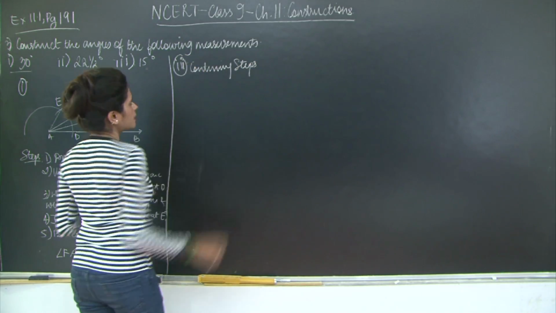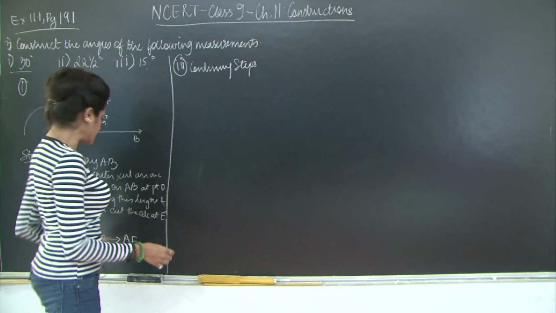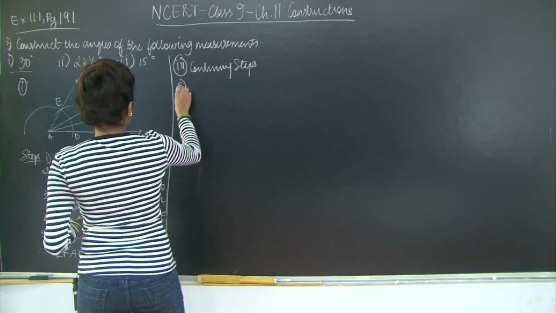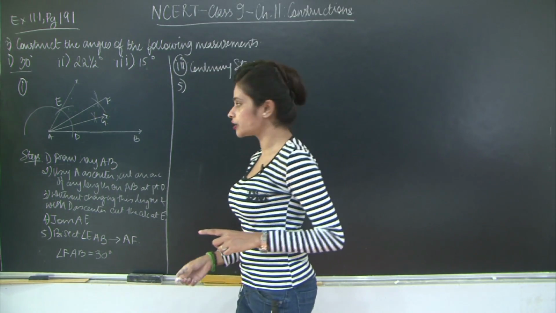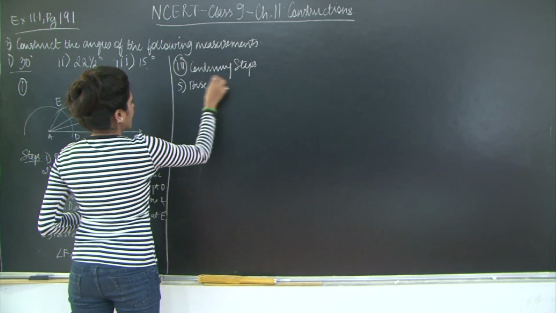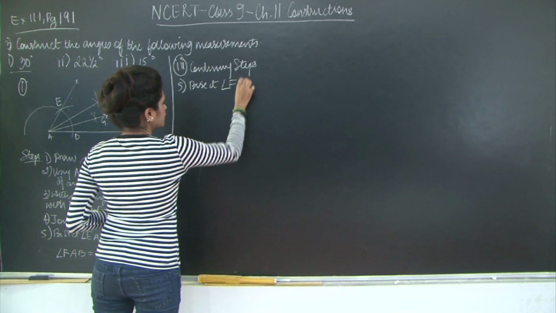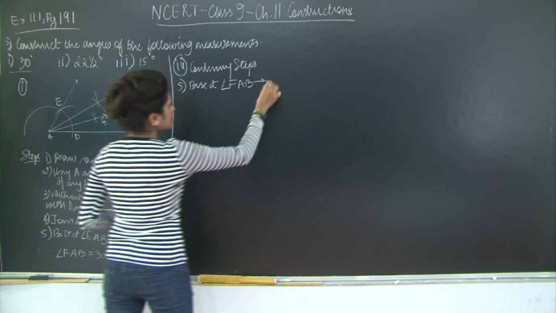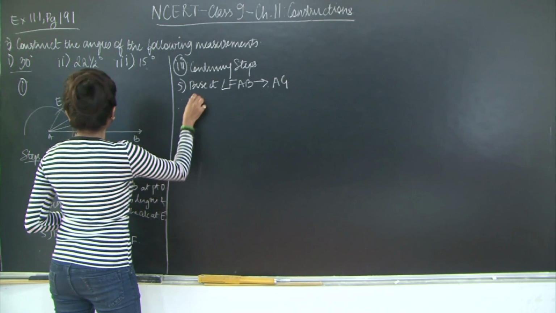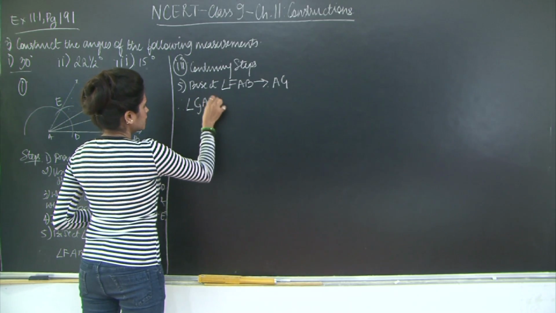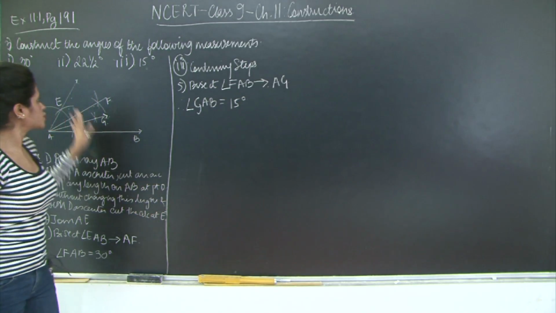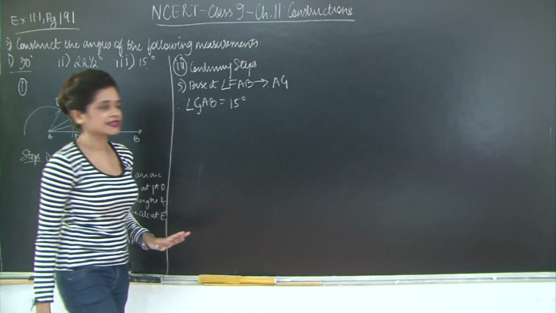So this is for question number 3 and not 2. Continuing the steps from the 5th, you write your 5th step along with FAB is equal to 30 degrees. Then you will say bisect angle FAB, and you call this bisector as AG, right? Therefore, angle GAB is equal to 15 degrees. Done. So this was about the first and third questions clubbed together.